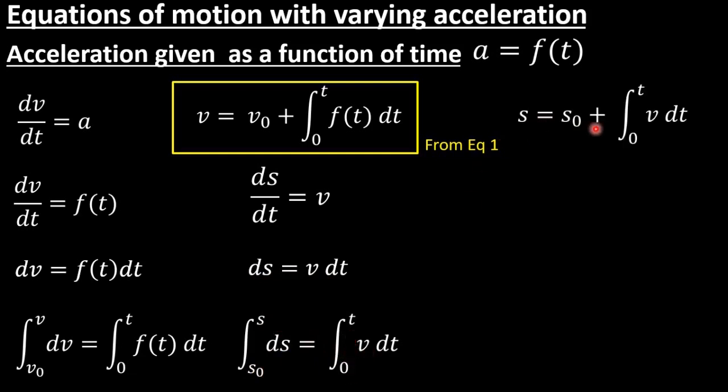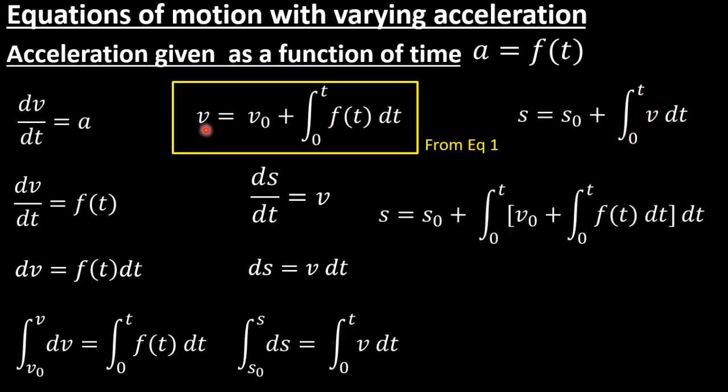We get s equals s0 plus the integral of v with respect to time from 0 to t, okay, and then we substitute v into here, we'll get this. So there's two integrals there. First you integrate this f of t with respect to time, and then you integrate all of this lot here with respect to time.